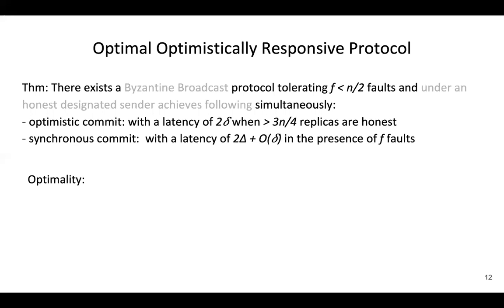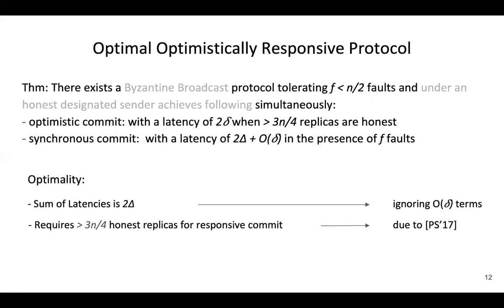So this protocol is optimal for the following reasons. First, the sum of the latencies of the optimistic commit and the synchronous commit paths is just 2 big deltas, ignoring the order small delta terms. And this is optimal due to the lower bound that we just saw. Next, the optimistic path requires only 76% of the replicas to be honest. And this is optimal due to a recent lower bound presented by Thunderella. Third, our optimistic commit incurs just a latency of 2 small deltas. So this is optimal due to the lower bound presented by Dolev, Reischuk, and Strong.